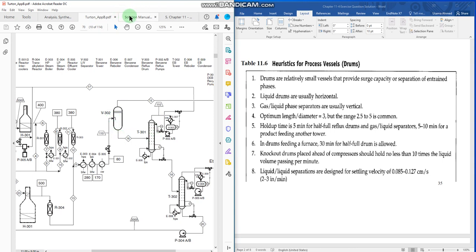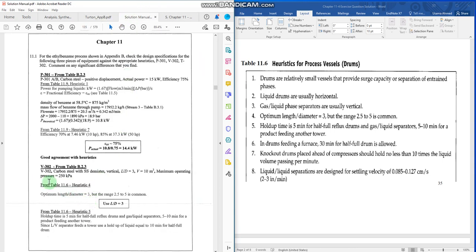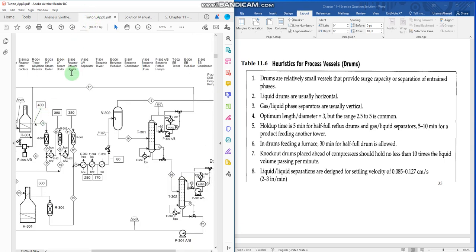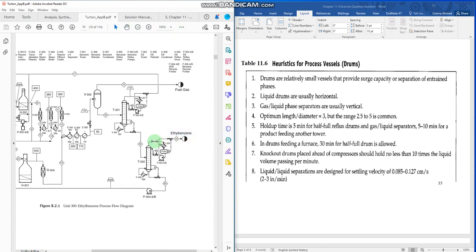Okay, now let us go back to the solution here. For V302 from table B 2.3, we can see this one, carbon steel. The material of construction is carbon steel with the stainless steel demister. Vertical, the length to diameter ratio is 3. The volume of the vessel is 10 meter cube. Maximum operating pressure is 250 kilopascal. Okay, so you can go back to this table 2.3, and here you can actually find out the values for all of this.